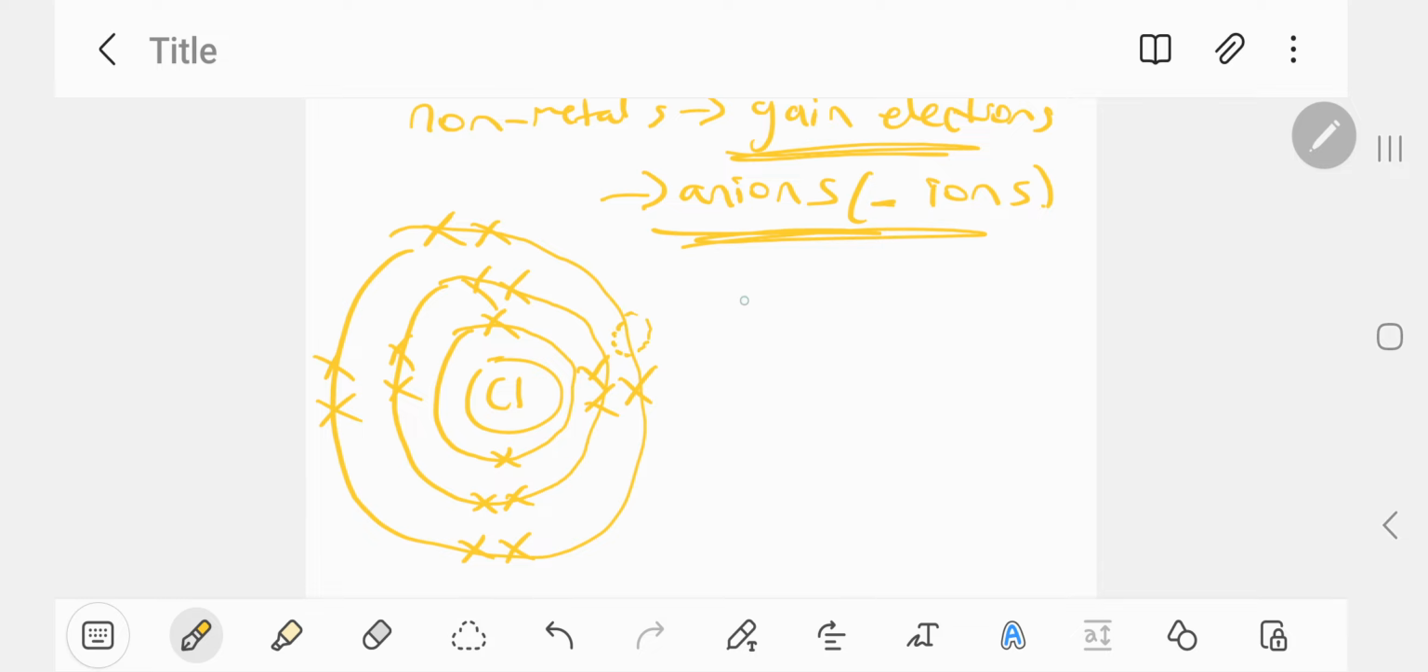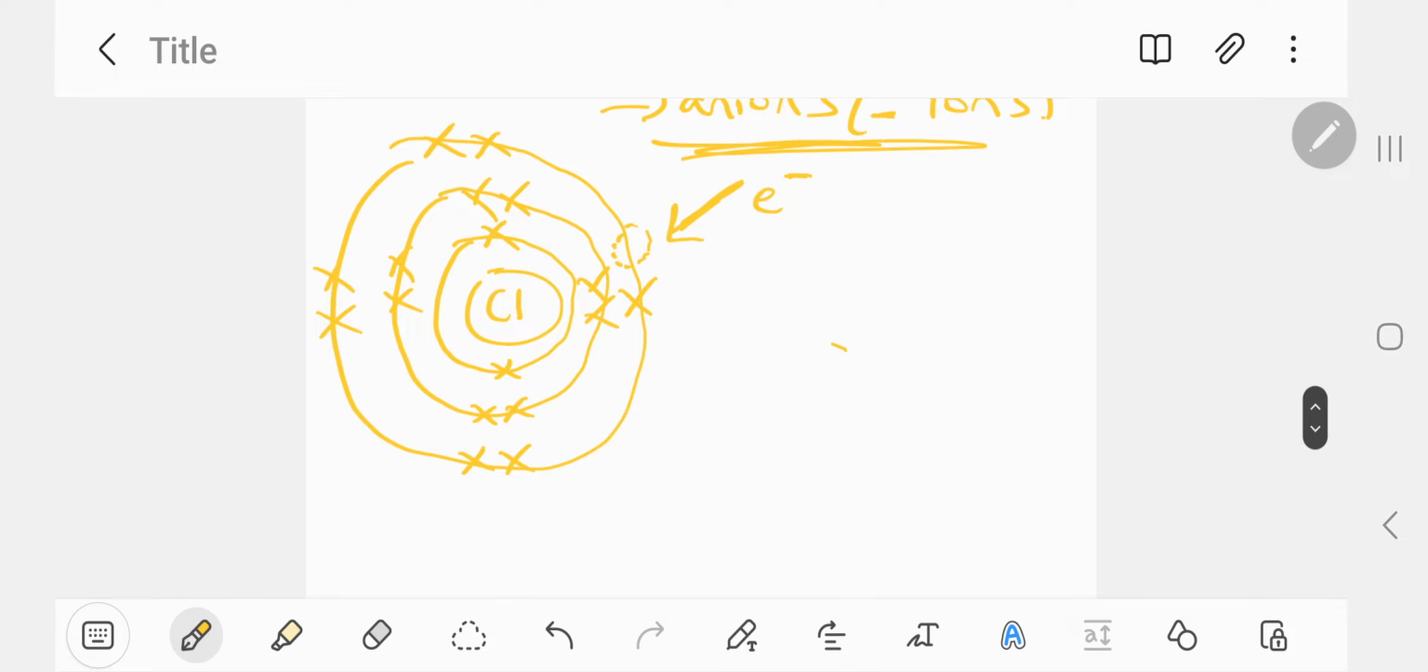Chlorine is missing 1. It's favorable for chlorine to gain an electron. Now it's got a full outer shell. So we write chlorine as Cl minus 1. From right to left, it gains 1 electron to become negative.